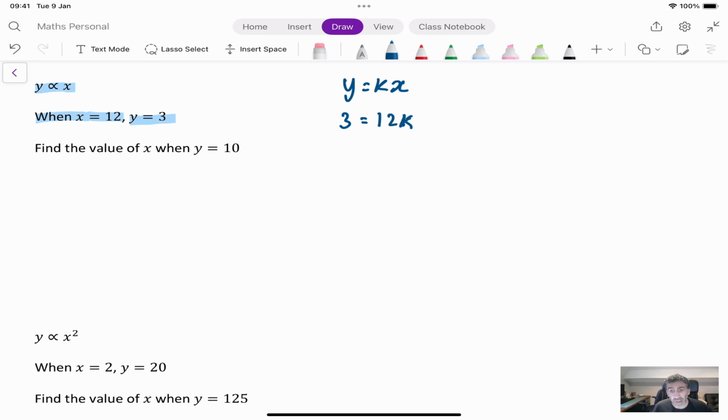Now to work out what k is, I need to be a bit careful here. I'm going to divide both sides of this equation by 12. So that's going to tell me that k is equal to 3/12.